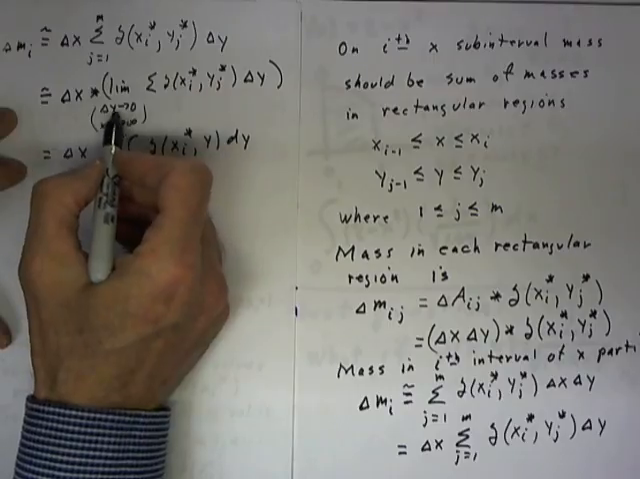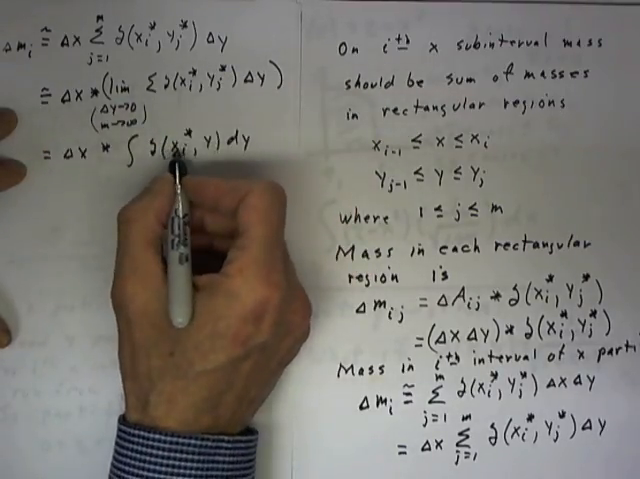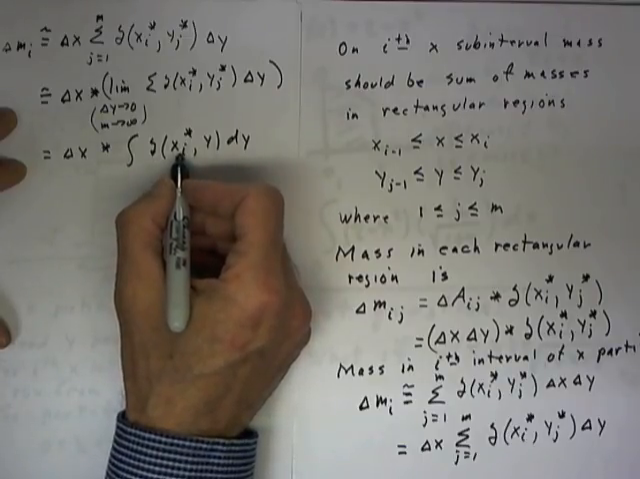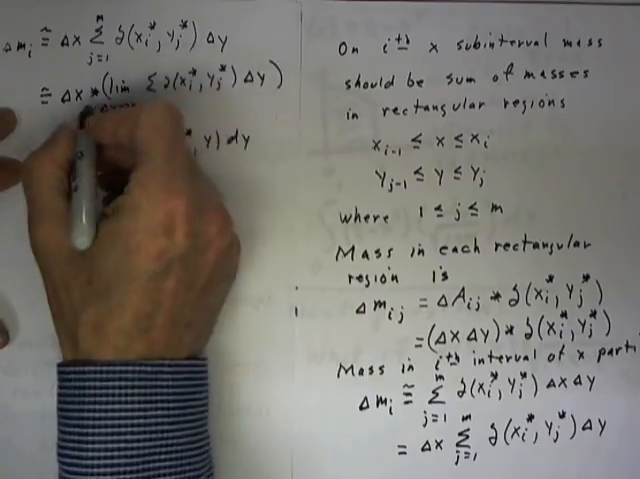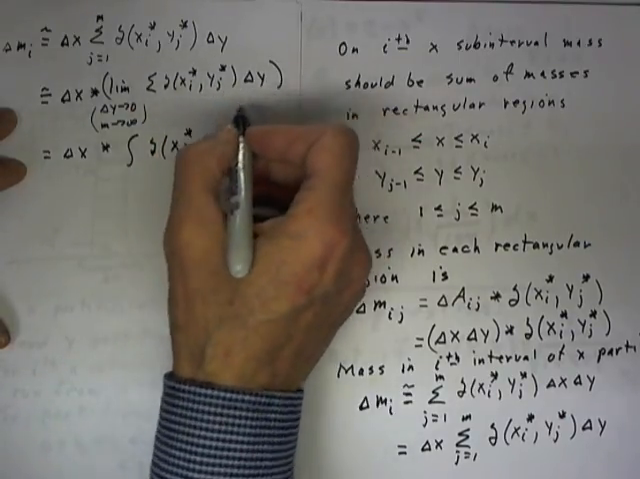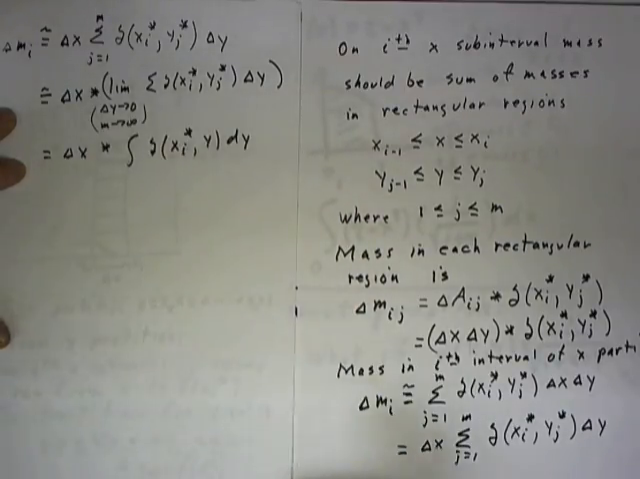Remember that this limit affects only y. It's only the delta y that's approaching 0. Our x sub i star is still a sample point within our ith interval. But now we've smoothed out all the approximations according to our y sub j's and our delta y's, and we have this integral. Now, what are the limits on this integral?